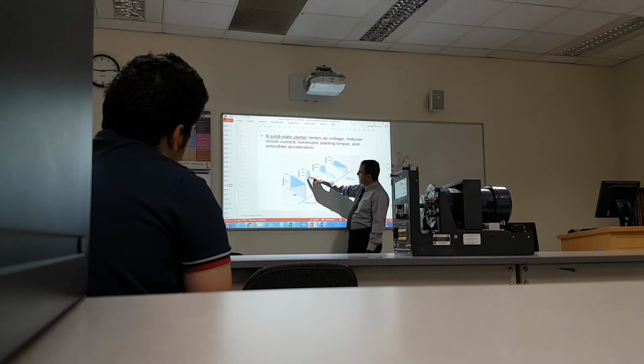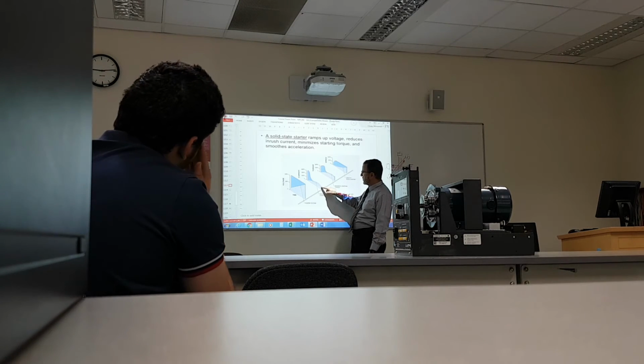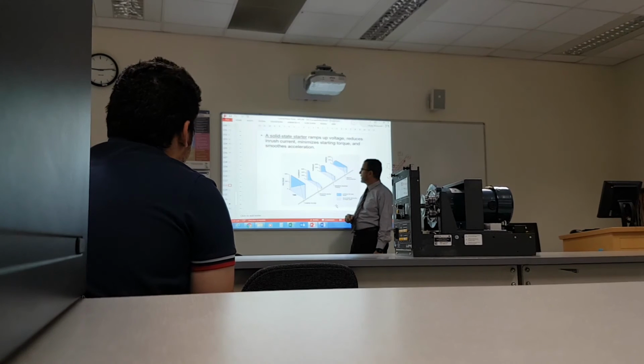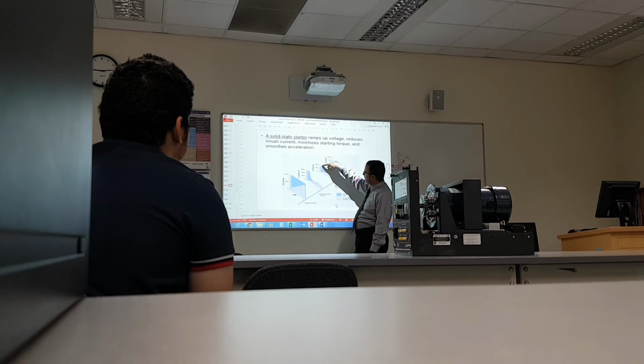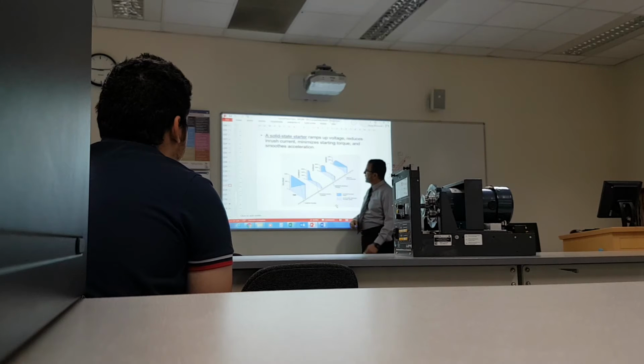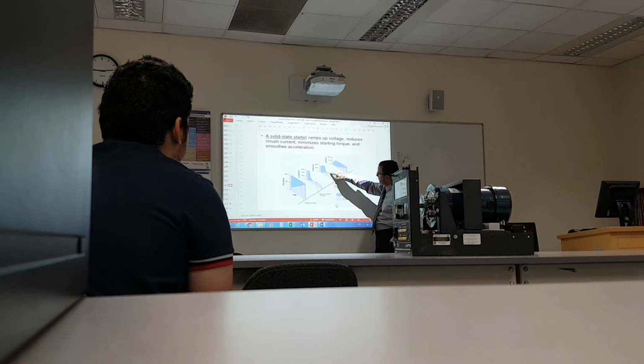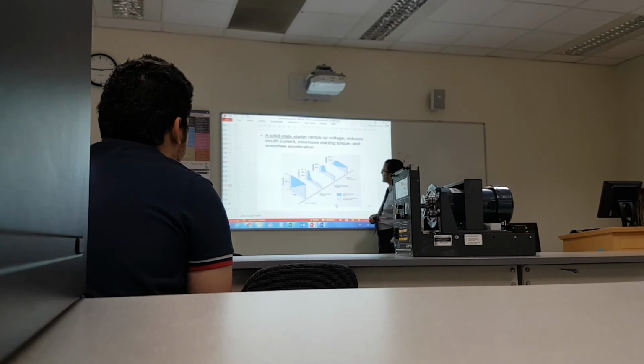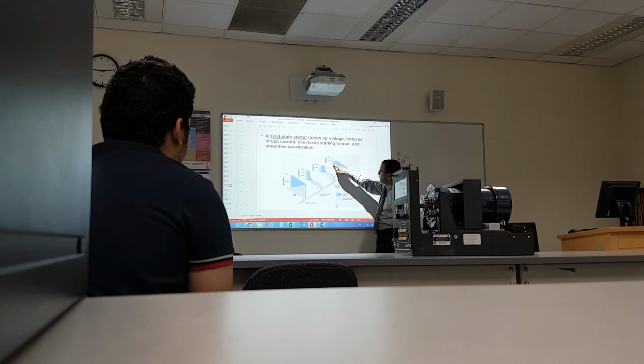What else? Look at the current. Current is 6 times rated with direct online, but with solid state, it goes up gradually and reaches its operating or rated current. What about torque? Starting torque is very high in the beginning, but with solid state control, it ramps up, overshoots a little bit, and goes back to operating speed. Same with speed, zero to full is very quick with direct online, but with solid state, it takes longer.